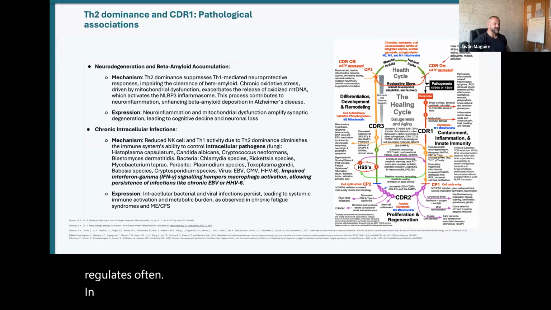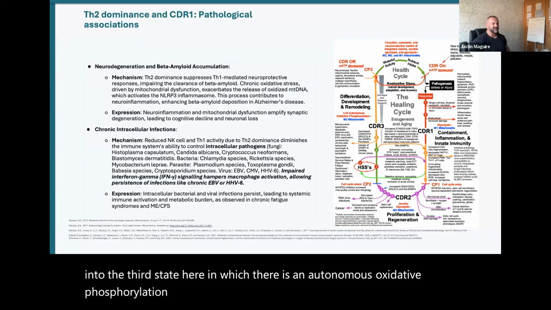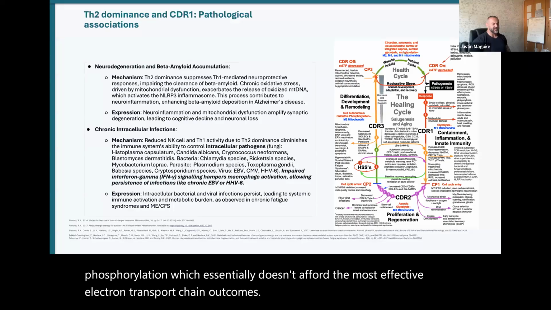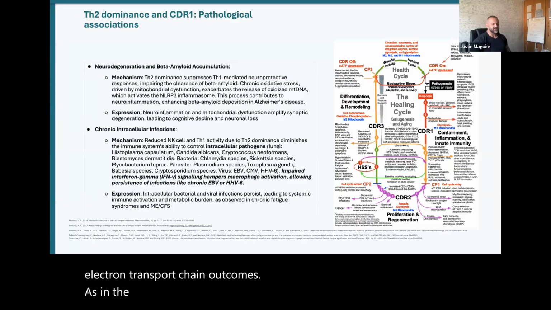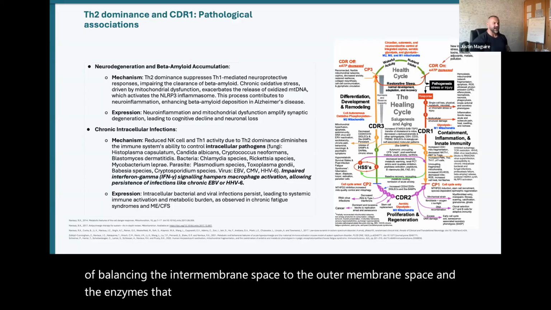can incite metabolic resistance. And then we get into the third state here, in which there is autonomous oxidative phosphorylation, which essentially doesn't afford the most effective electron transport chain outcomes, as in the process of the electron transport chain, it is very much a question of balancing the intermembrane space to the outer membrane space and the enzymes that are involved in supporting how hydrogen is shifted through different oxphos processes.